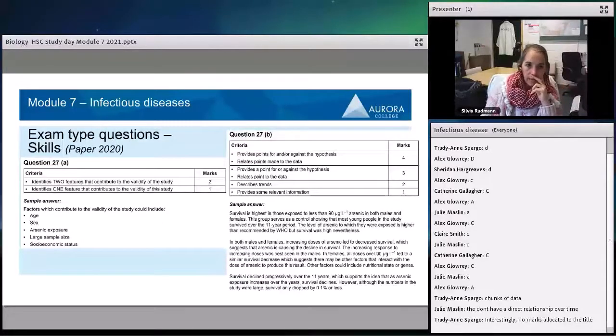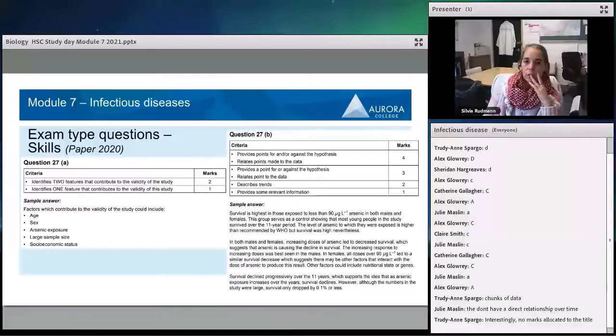So these were the marking criteria for the 2 features of the validity of the study. Large sample size is the first one that you should put in there, right? And then the arsenic exposure, the collection of the data, and the different parameters that they were collecting: the age, the sex of the people, and the socioeconomic status, okay? So just identify, you have to name it. You don't have to explain anything, right?